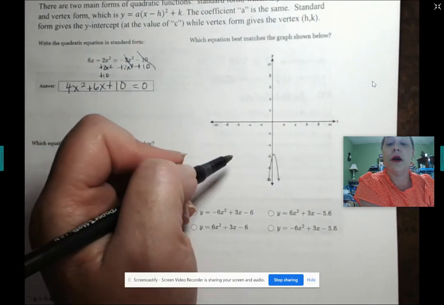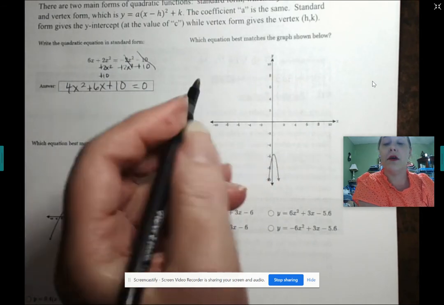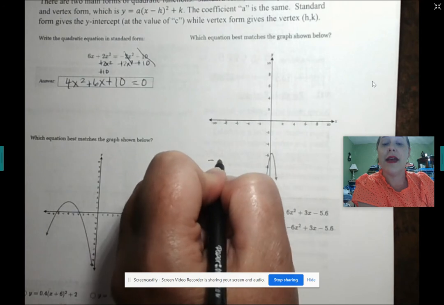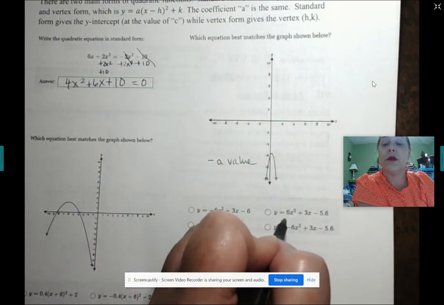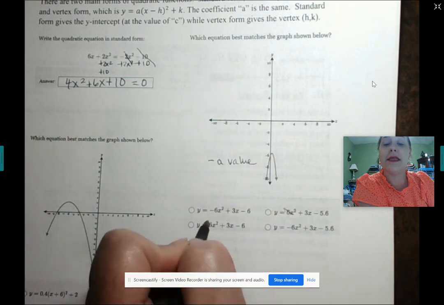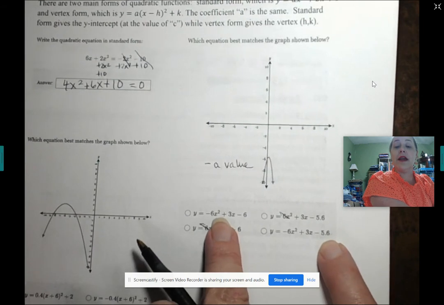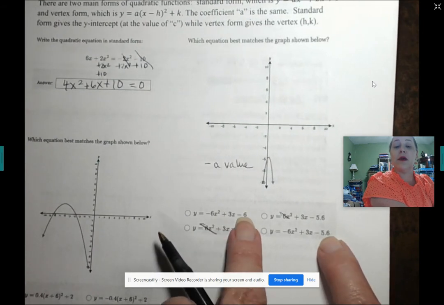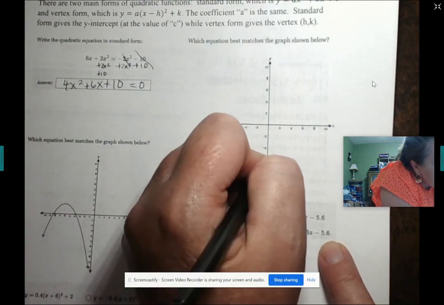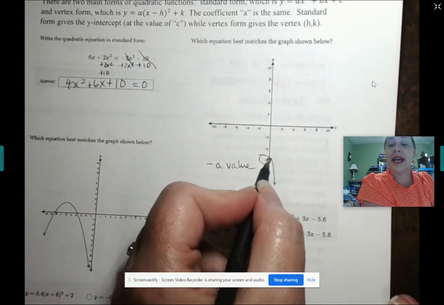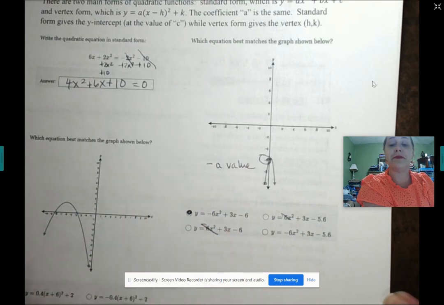Also in standard form are the answer choices for this graph. Now notice, I should be able to look at this graph and know immediately that it's a negative a value. Okay, it's pointed down. So this cannot be right, and this cannot be right. These are my two choices here. Now, the other thing that I know in standard form is what the y-intercept is. If I look at this graph, can I clearly see that the y-intercept is -6? And I can see that that's true, and this is the right answer.